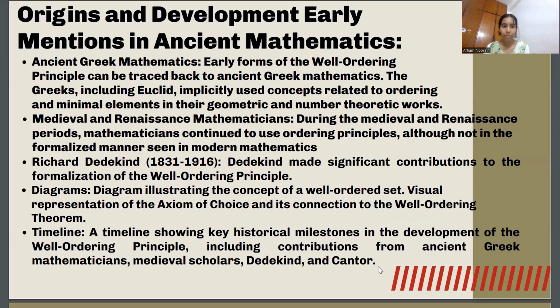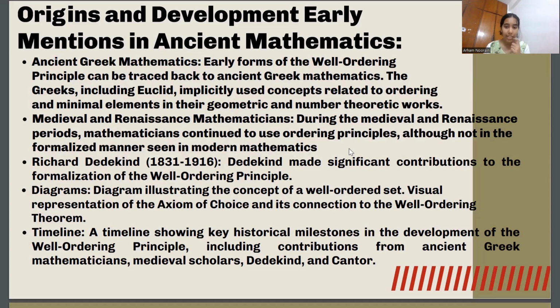The origins and development: early mentions in ancient mathematics. Ancient Greek mathematics: the well-ordering principle can be traced back to ancient Greek mathematics, including Euclid, implicitly used in concepts related to ordering and minimal elements in their geometric and number-theoretic works. Medieval and Renaissance mathematics also continued the use of ordering principles, although not formed in the manner seen in modern mathematics today.